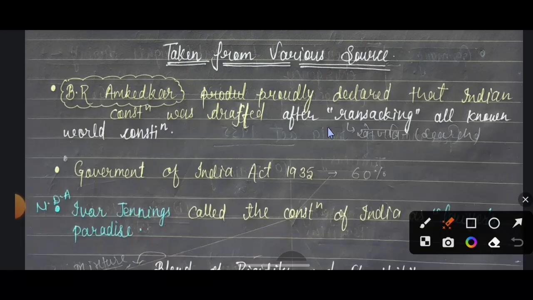As I already explained, the Government of India Act 1935 is the majority source. It constitutes about 60% of our Indian Constitution, which means 60% of the material is taken from the Government of India Act 1935.